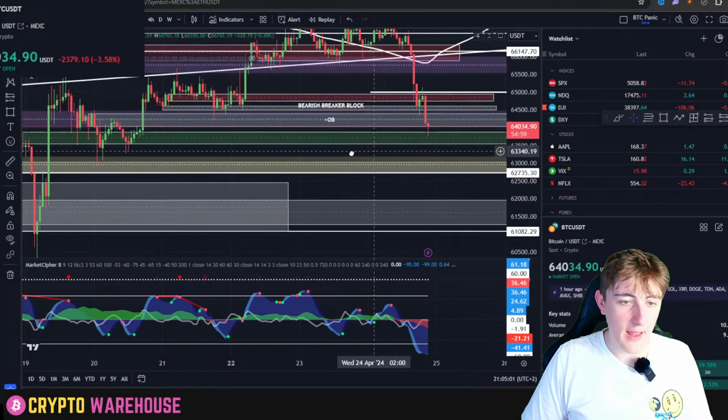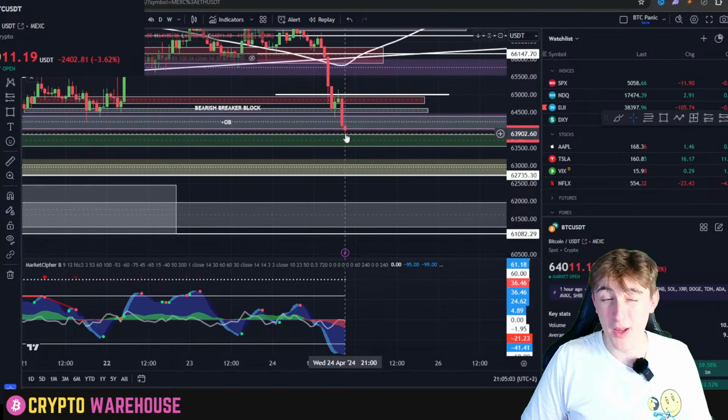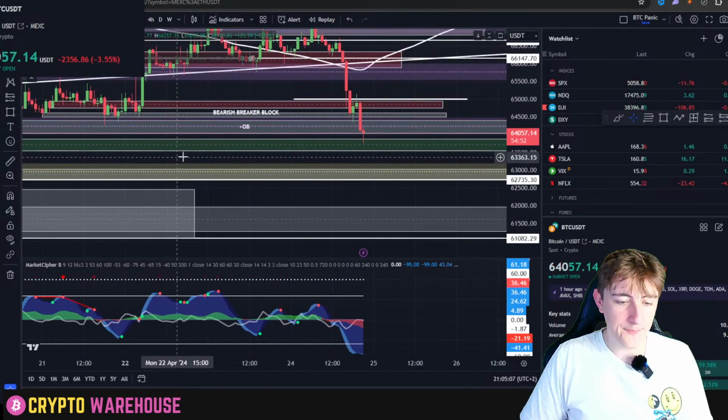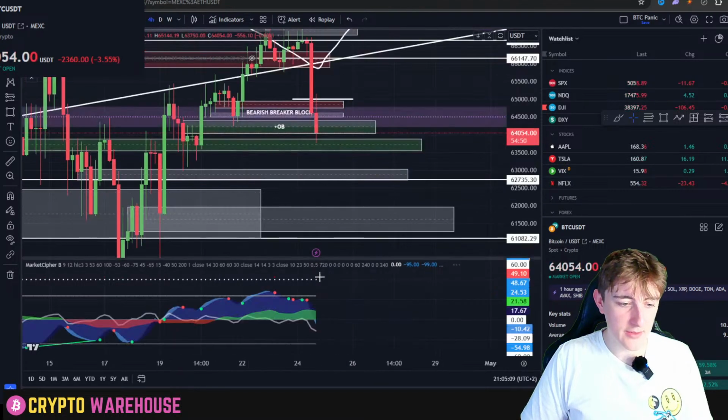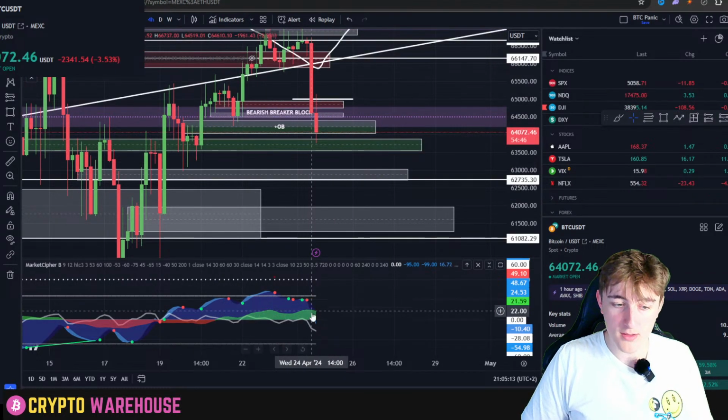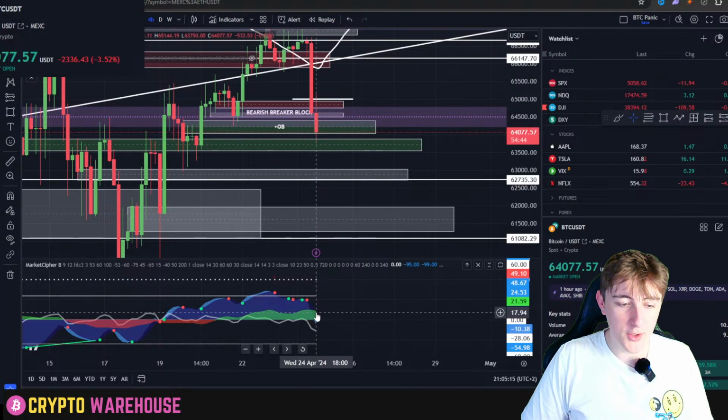My next question is now, are we going to break below where we are right now, this kind of order block area? Well, we're pretty negative. We are pretty negative on the 4 hour. We're not overbought anymore on the 4 hour anyway. We do still have negativity on the money flow and everything kind of coming down.